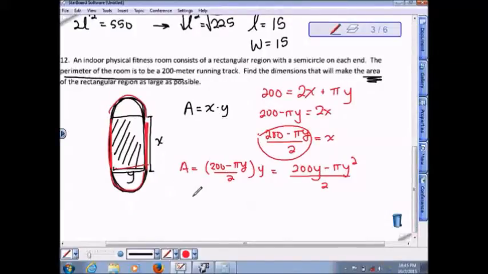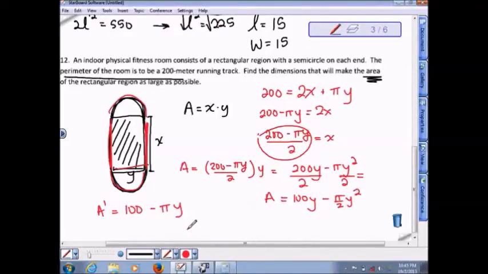Now we need to take the derivative. Now this might be easier to do one more little simplify here. If we separate, instead of dividing everything by 2, dividing separately by 2, we have 100y minus pi over 2 y squared. That might be a little bit easier to take the derivative. So A prime is equal to 100, minus pi times y.